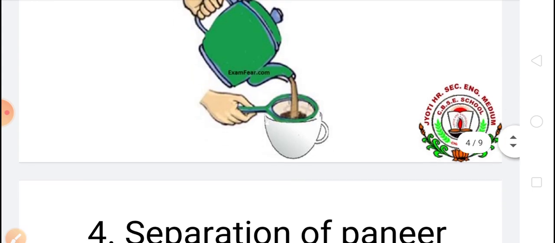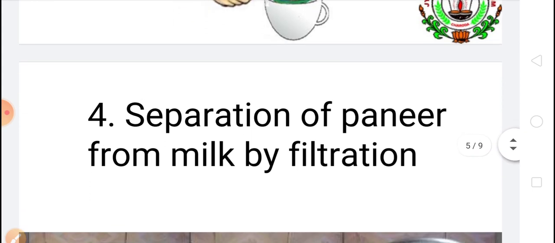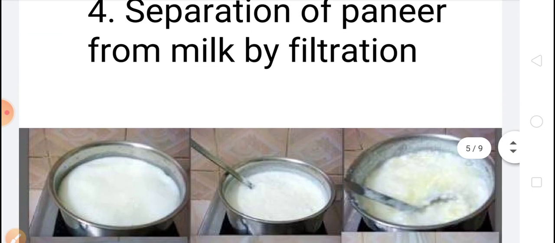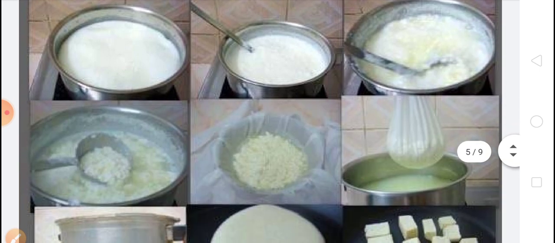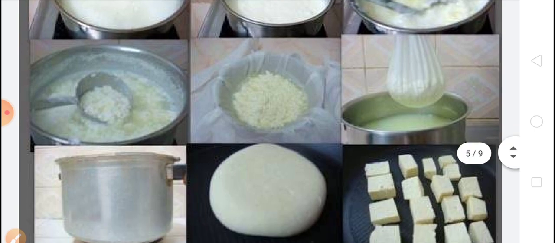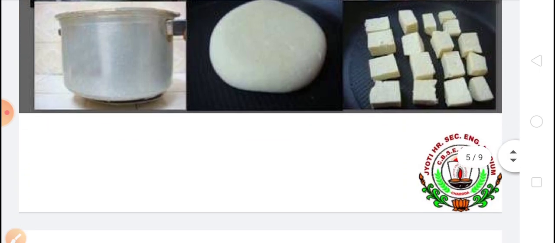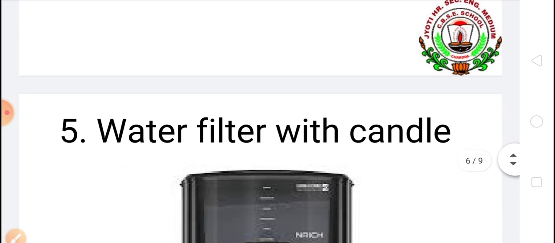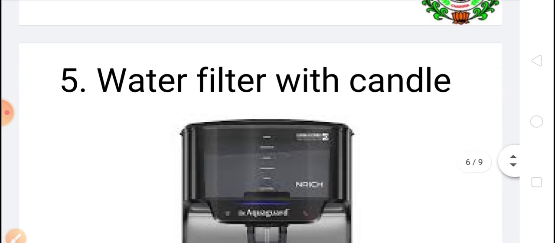I hope you understood this process of filtration. We use the filtration process to separate out the paneer or cottage cheese from curdled milk. Here muslin cloth is used, acting as a sieve. We see many types of filters in our homes.